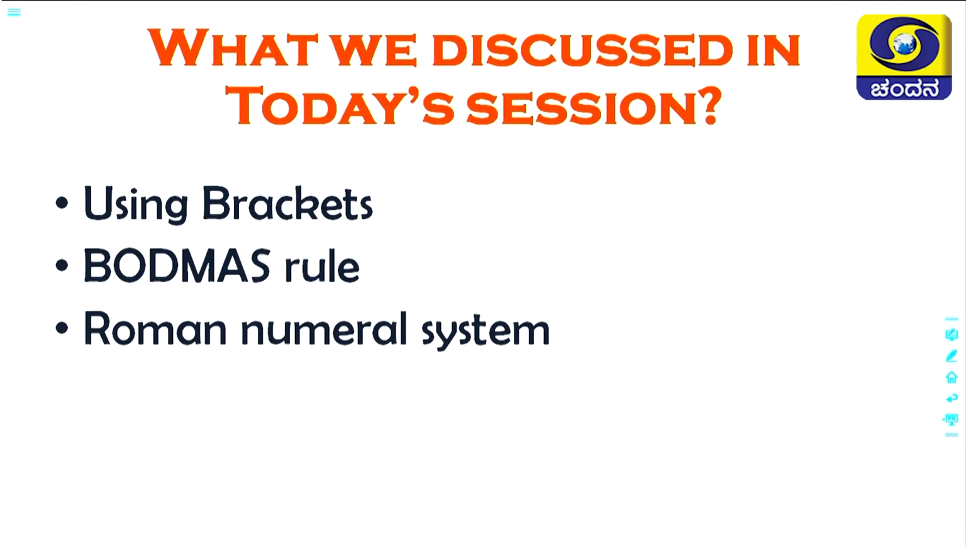What did we discuss in today's session? Using brackets. We learnt how to solve numbers in the bracket and how to expand the numbers using bracket. Next, Bodmas rule. It is a simple rule to solve multiple mathematical operations of a problem. Next, the Roman numeral system. We learnt Roman letters used for Hindu Arabic numerals.